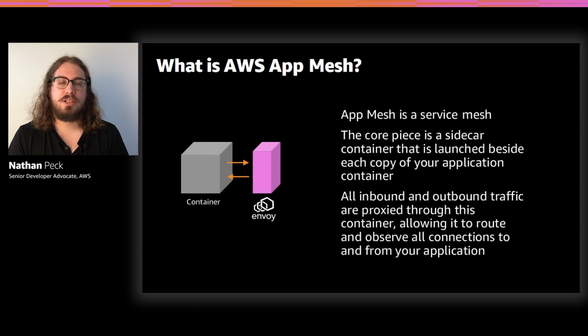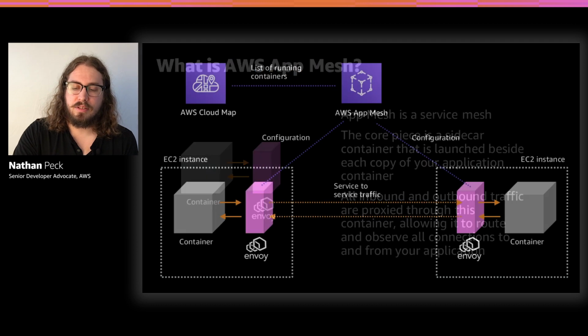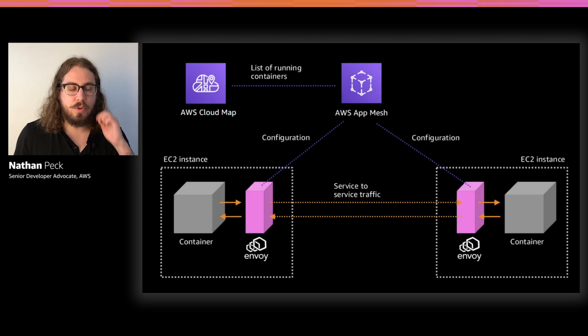So AWS App Mesh is a service mesh, and the core thing that defines App Mesh is a sidecar process that gets launched beside each copy of your application container. And all of the inbound and outbound network communications from your application actually go through this sidecar process. And that allows that sidecar process to route and observe all of those communications and connections to and from your application. So let me explain, and by showing a little higher level diagram of how that works.